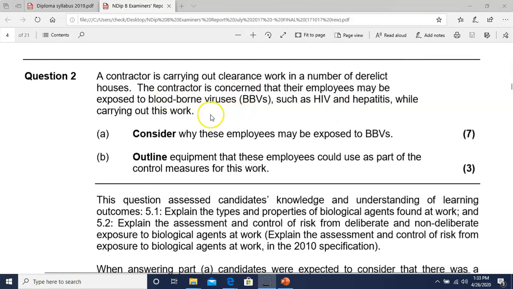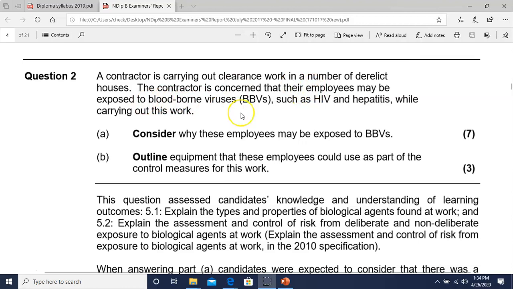So this question assesses candidates' knowledge and understanding of learning outcome 5.1. Let me just go down to the answer bit, right? In part A, candidates were expected to consider that there was a possibility that sharps may accidentally come to be on the job. This explanation of why should also demonstrate the candidate's understanding of the possibility, right?